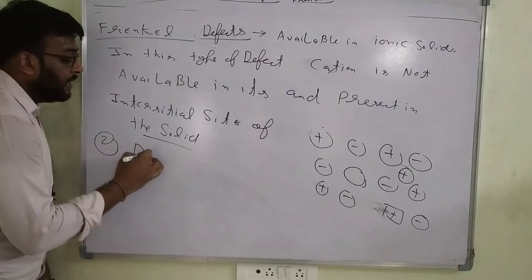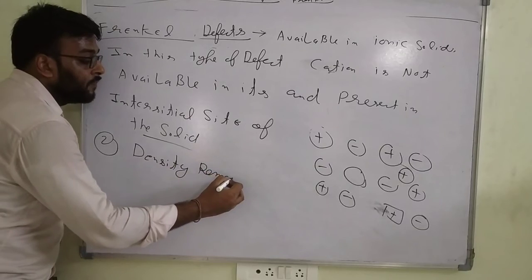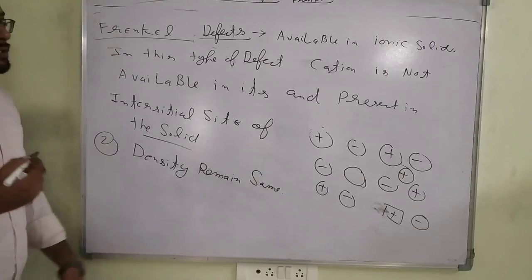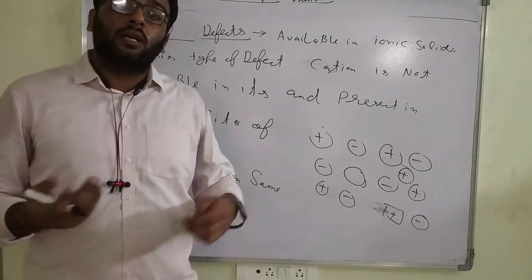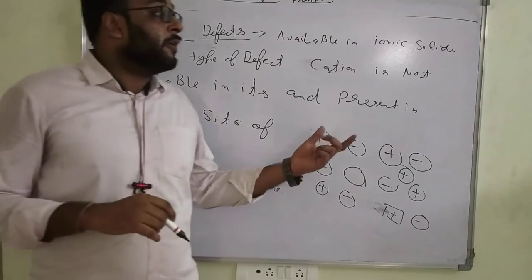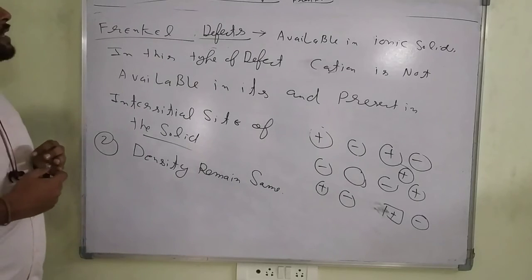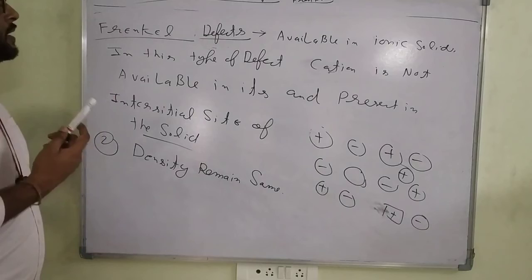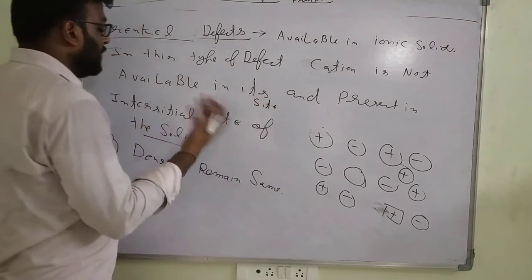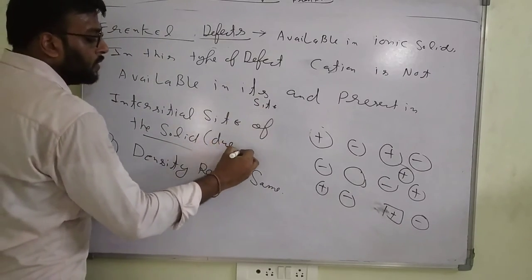Okay, density. What happens with the density? Density remains the same because the cation is available in the structure. Suppose 100 boys and 100 girls, one boy is in the class but not in his position. So density is never affected. Why? Because mass is fixed. So this is called Frenkel defect, available in ionic solids. In this type of defect, the cation is not available at its site and is present in the interstitial site due to small size.